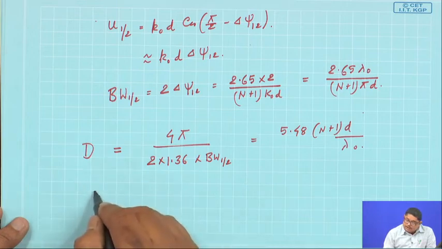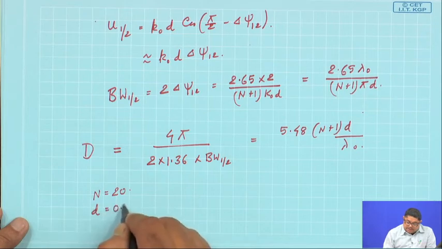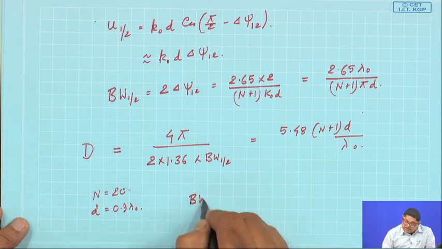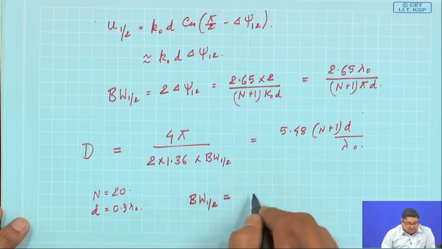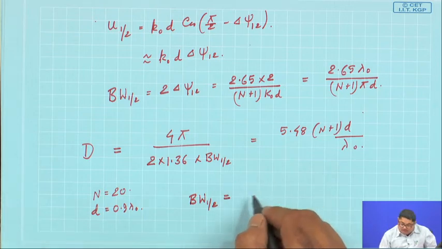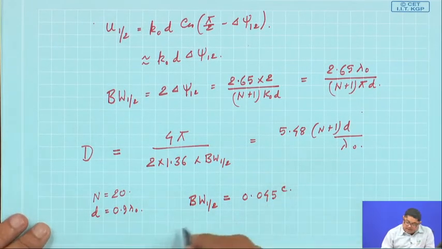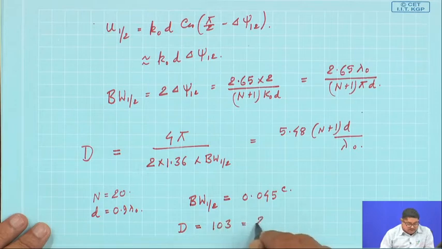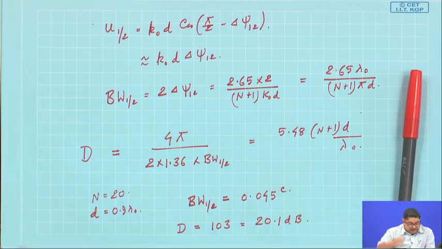So, for example, suppose 20 elements and d is 0.9 lambda naught. You will see that this array antenna's beam width, if you do it, will come as 0.045 radian, and if you put that into the directivity, it will be something like 103, which is 20.1 dB.